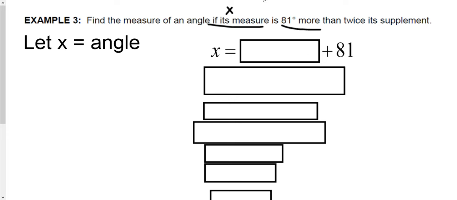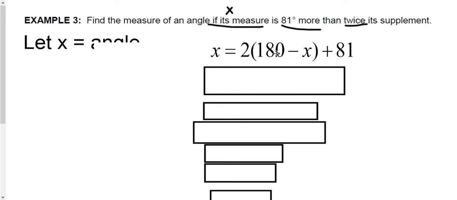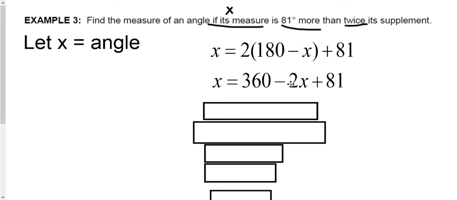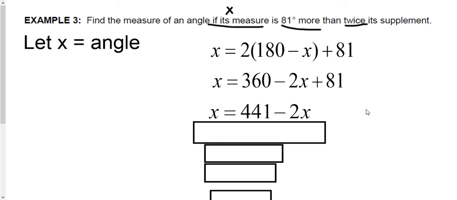And then what do we got? Twice, which means 2 times. I got 2 times something, what? 2 times its supplement. The angle's x, its supplement would be 180 minus x. So there's a good one. We'll use that distributive property first. Take 2 times the 180 and 2 times the minus x. It looks like that. We'll combine the 360 with the 81 and get 441.